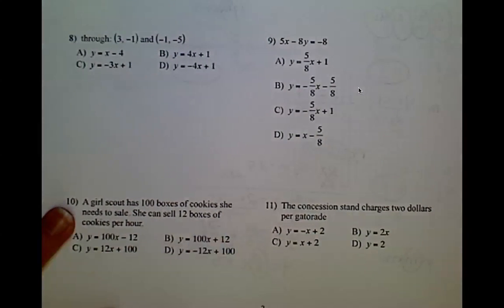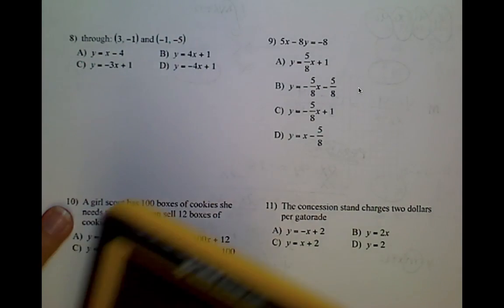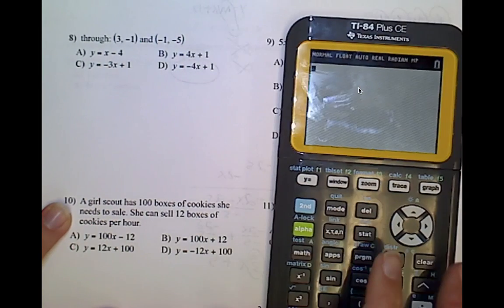All right, here's the next one. The easiest way for me to tell you how to do this without doing too much crazy stuff is using your calculator, okay? So I'm going to review those steps for you.